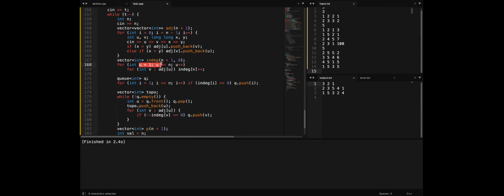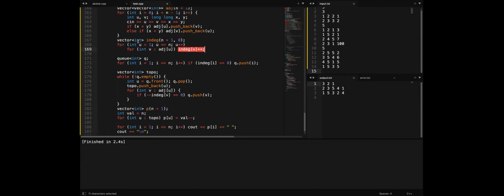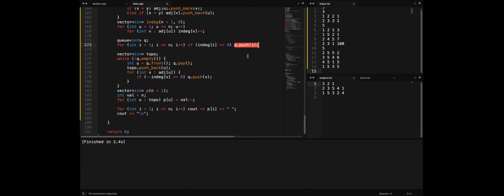We iterate from u is equal to 1 to n. Then if this is your node v, okay, and this is your node u, that is this one. So whatever node which is connected to v, we will increase in degree of v. Okay, so we will get the in degree. Now we will check how many nodes have in degree as 0, and if it's 0, then we will push it to our queue. So our queue will have some nodes already stored initially.